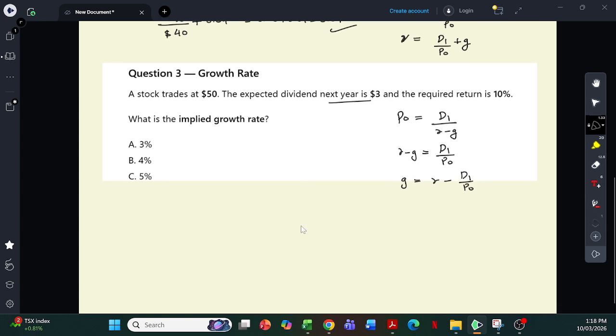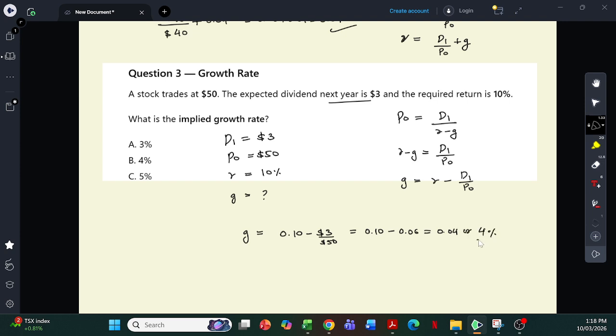A stock trades at 50. The expected dividend next year is $3. So D1 is equal to $3. P0 is 50. R is 10%. So let's find the growth rate. The growth rate is simply going to be 0.10 minus $3 divided by $50, which is 0.10 minus 0.06, which is 0.04 or 4%.